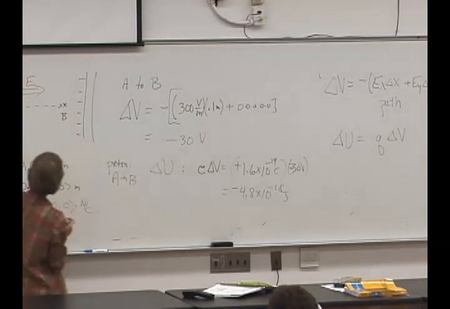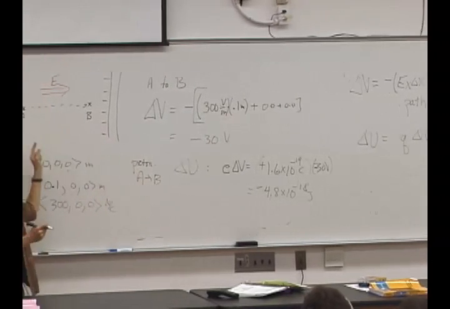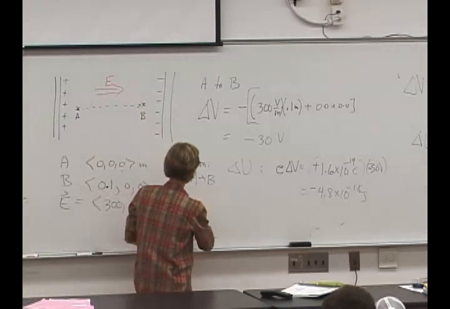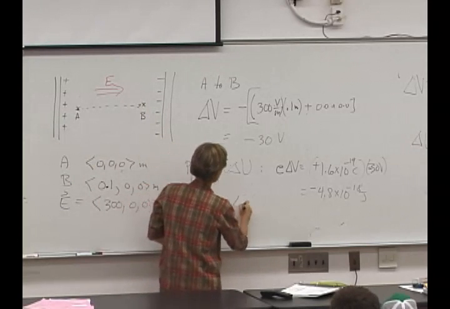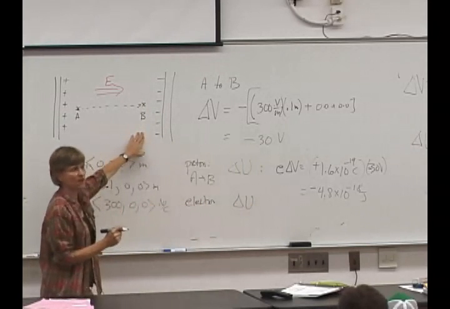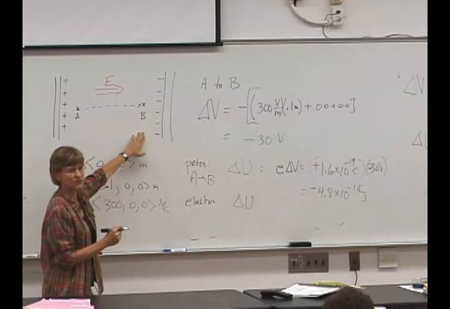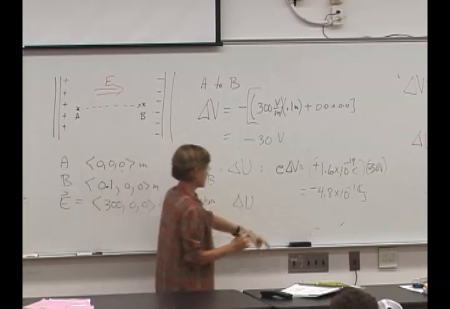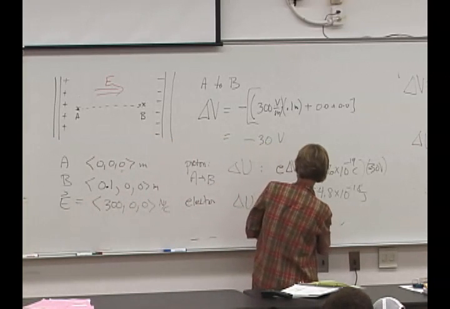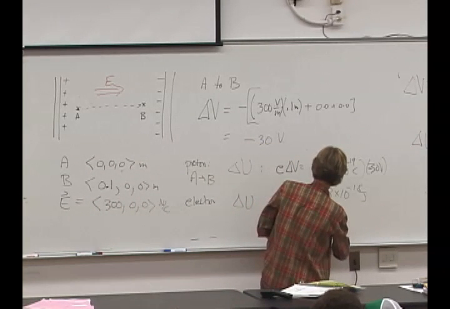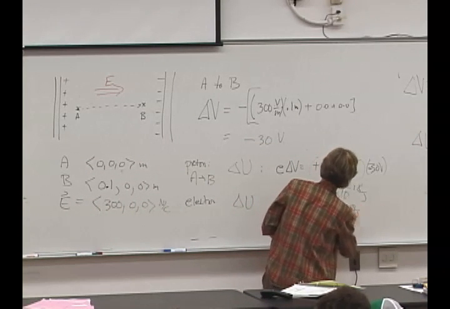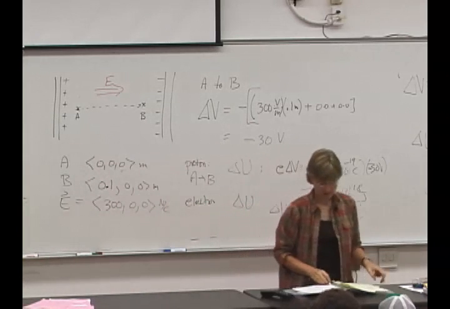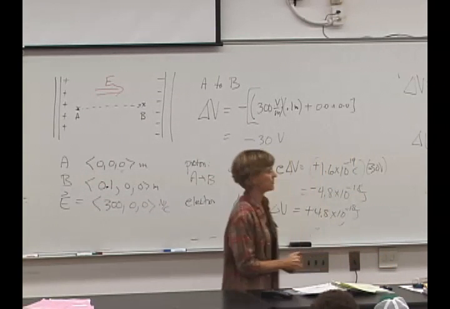So that makes sense because the potential energy of the system is going down because the kinetic energy is going up. What about an electron? If we move an electron from here to here, what's the change in potential energy of the system? It's just the negative of that, isn't it? So delta U is plus 4.8 times 10 to the minus 18 joules. Okay? So fairly simple.